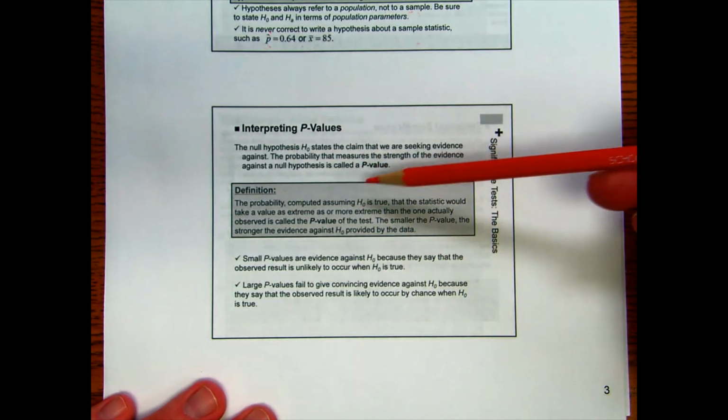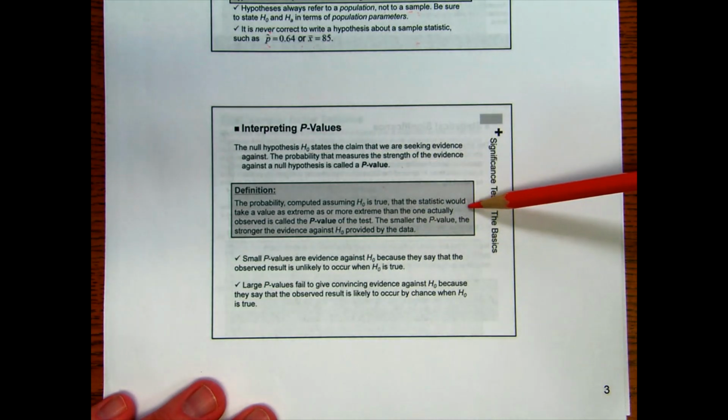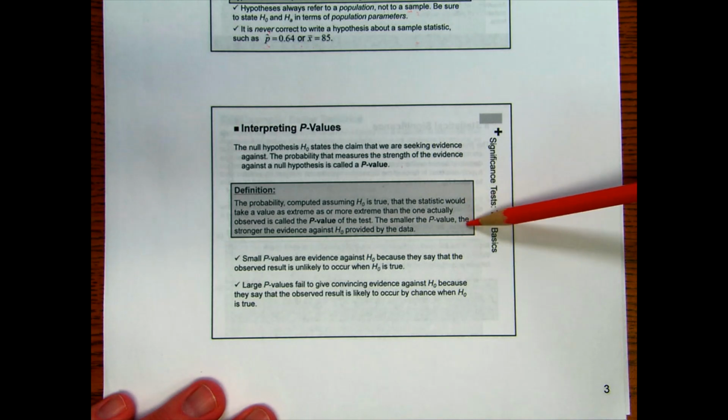So the probability, computed assuming the Ho is true, that the statistic would take on a value at least as extreme as or more extreme than the one actually observed is called the p-value of the test. The smaller the p-value, the stronger the evidence against the Ho provided by the data.